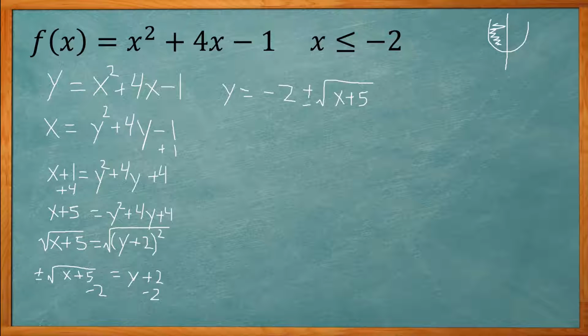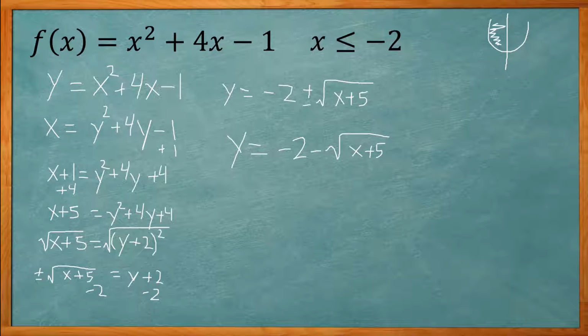Now remember, we're dealing with the left-hand side of the parabola. So we're going to throw out the plus square root of x plus 5, and that just gives us y equals -2 minus the square root of x plus 5. So that would be the only answer that works. So we don't want the right-hand side values.